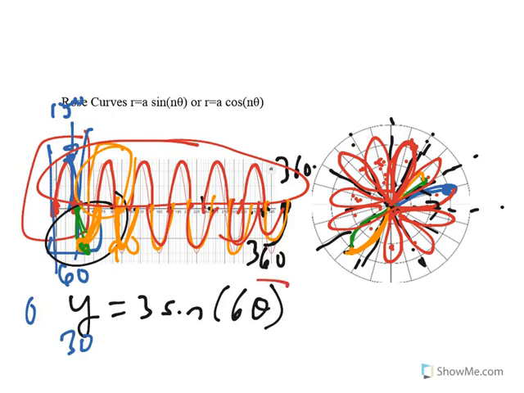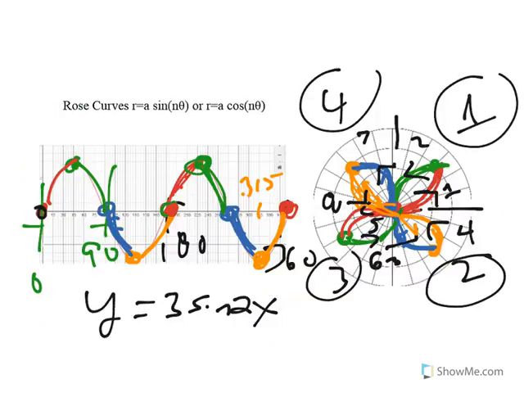I guess what I'm getting at, though, is that the number out here is half the number of petals. So when there's a 6 there's going to be 12 petals. In this one, there was a 2 here, and there were 4 petals.